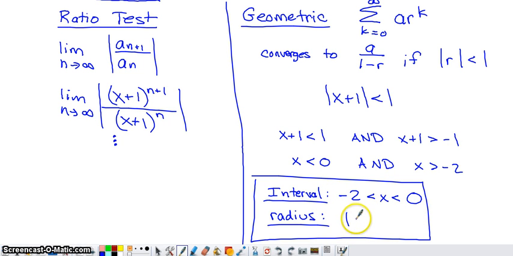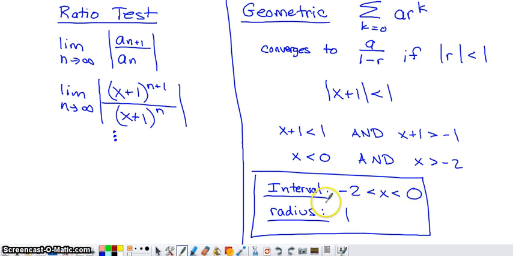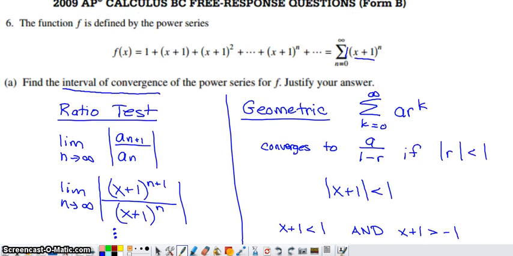I did specify the radius of convergence as well, although when I was rereading the problem, I don't really think it asked us to do that, right? Yeah, it just wanted the interval of convergence. So the interval of convergence is negative 2 to 0, not including either endpoint. And the reason why is because we're using the definition of a geometric series to determine that result.